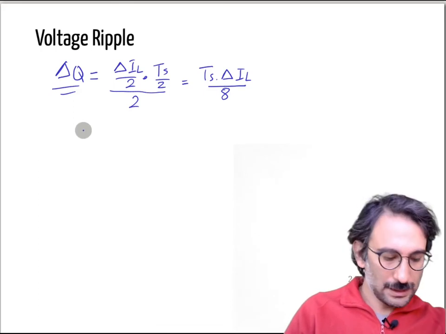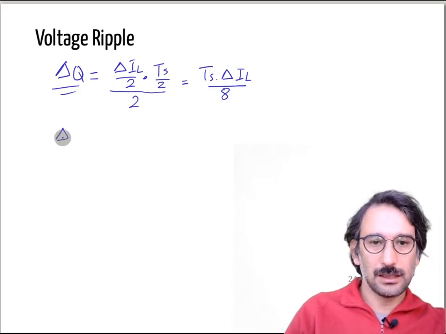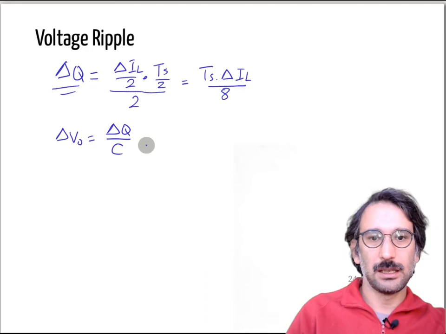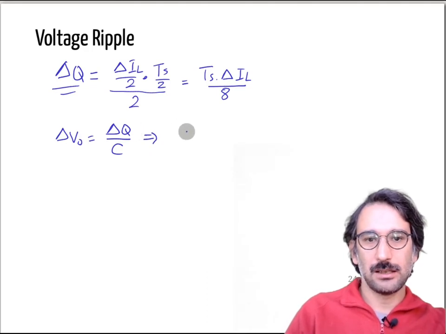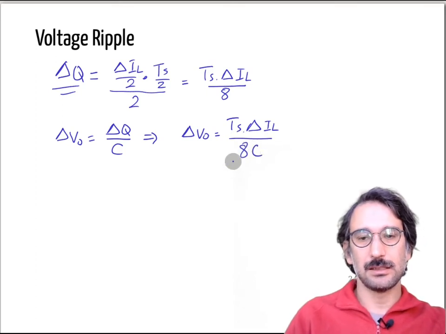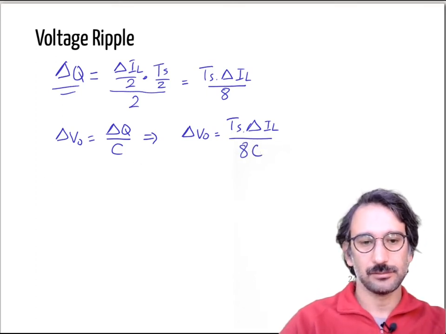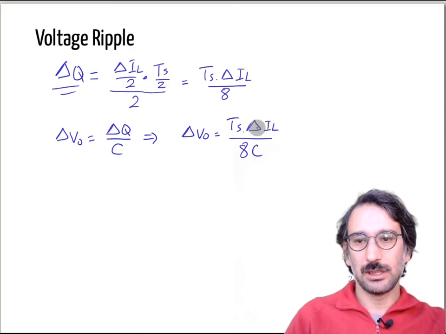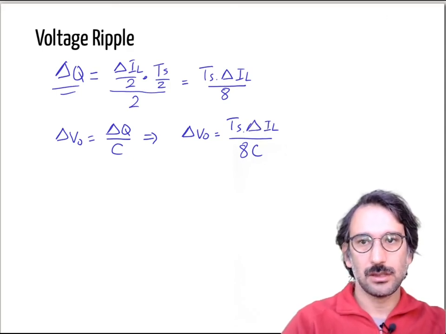Okay, cool. And I know, of course, delta VO, the output capacitor voltage ripple, is equal to the amount of charge divided by capacitance. So I can write delta VO is equal to Ts times delta IL divided by 8C, right? Then I want to get rid of that term, and actually that can be written using the voltage equations. So let's go up.